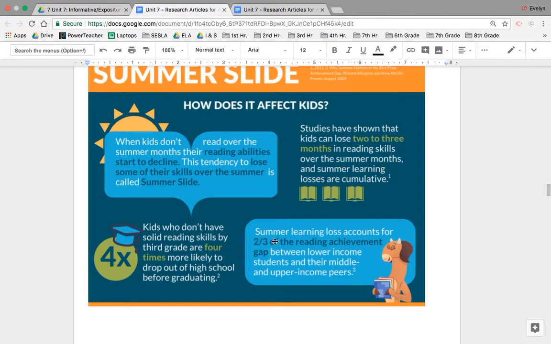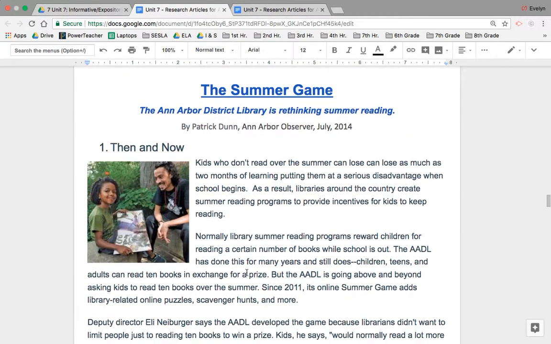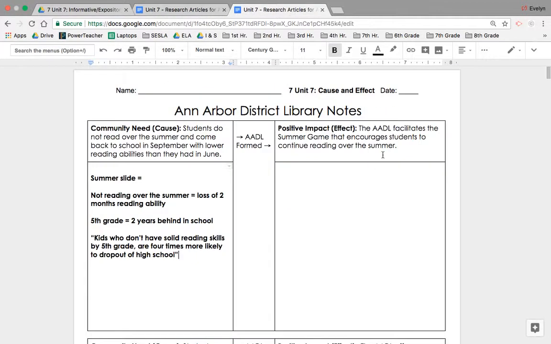Summer learning loss accounts for 2/3 of the reading achievement gap between lower income students and their middle and upper income peers. That's another fact you could write if you want. The summer game. The Ann Arbor District Library is rethinking summer slide. This tells me that now I'm going to hear some information about positive impacts. So how the AADL makes the summer game that encourages students to read over the summer that helps to stop these things.